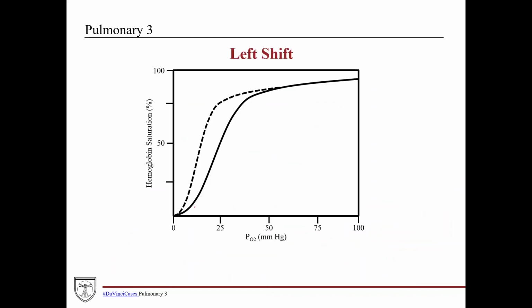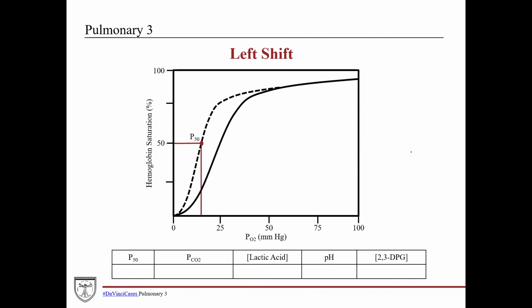So very quickly here, the left shift. You can see this is where it moves up, and as you can guess, we are decreasing the P50, so you need less partial pressure of oxygen to reach 50% saturation. What that means is that you are increasing the affinity. And so if we come down here, we show that here where the P50 has decreased, as you can see compared to our line here. This dotted line represents the left shift.